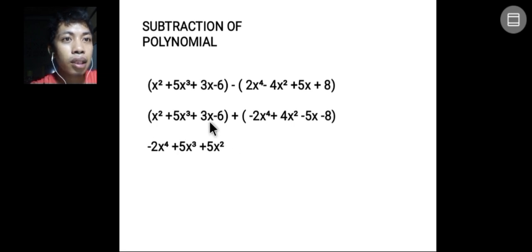Then x plus negative 5x is equal to negative 4x. Then lastly, negative 6 plus negative 8 is equal to negative 14.